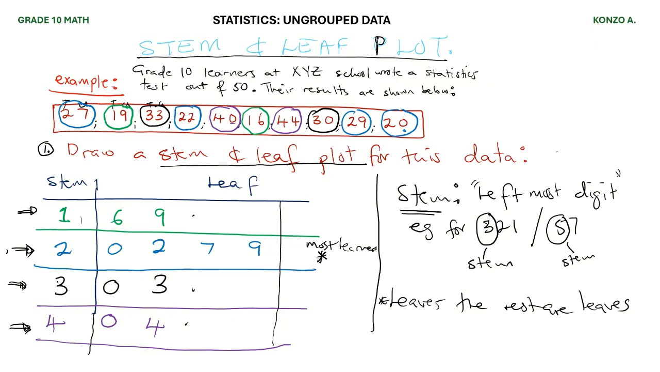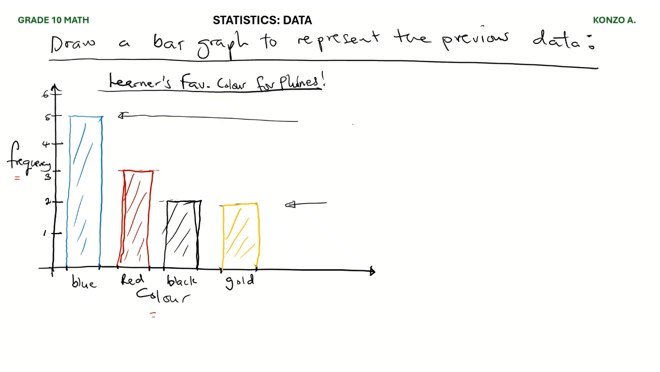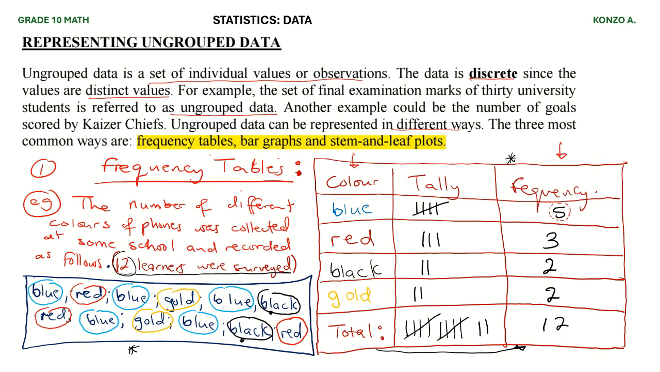So yeah, guys, that's it. We've done the stem and leaf plot. We have done in the previous one the bar graph. We've also done the frequency tables. So that's it, guys. Let's meet in the next one.